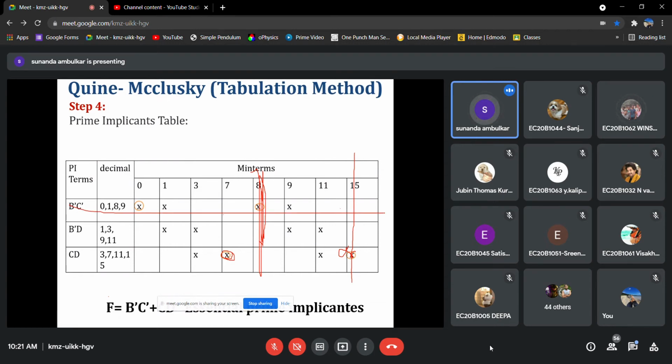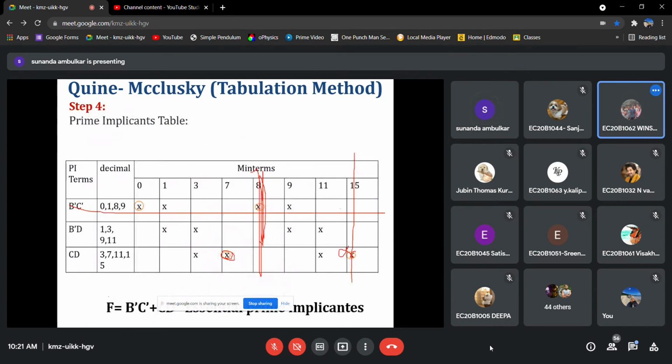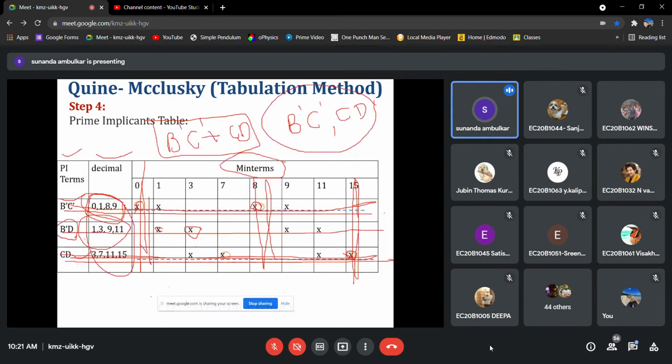Ma'am, in the question they gave the min terms in the starting, right? Yes, 0, 1, 3, 7, something like that. So what is the expression equivalent to that? This given is in terms of the min terms. The minimized Boolean expression is this one: b dash c dash plus cd. Yeah, the minimized one is this one.